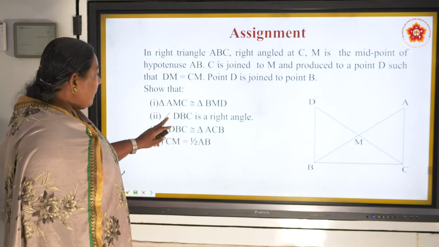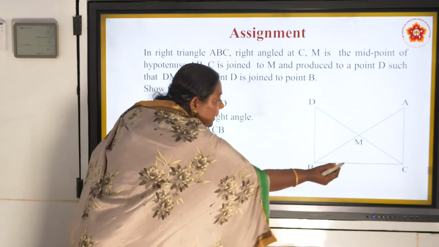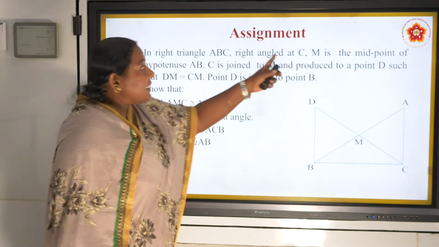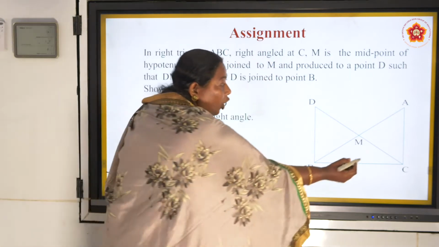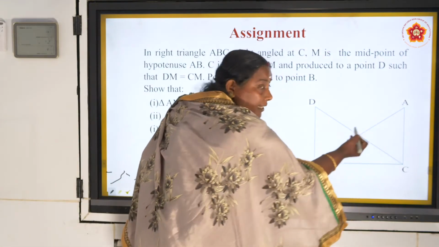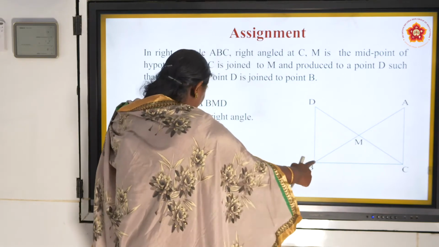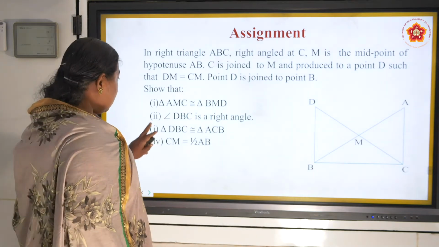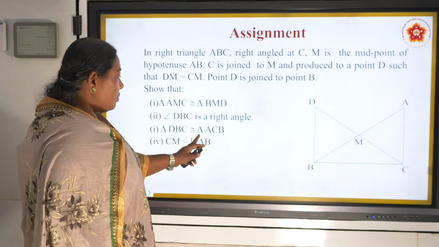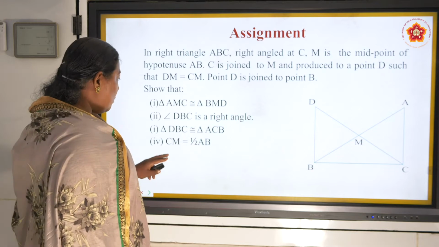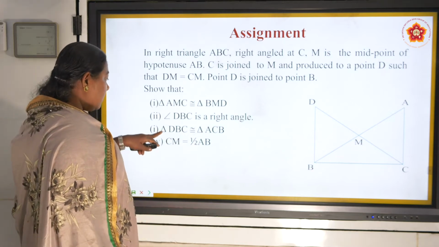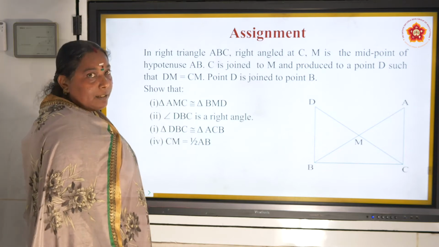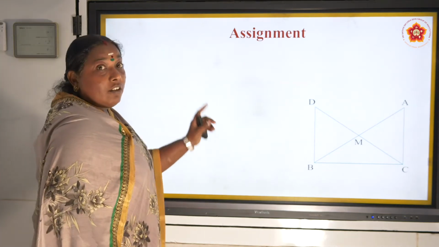Next, angle DBC is a right angle. Listen, they have already given that C is a right angle, that means C is 90 degrees. Now we have to prove B is also 90 degrees. Next, triangle DBC is congruent to triangle ACB. Next, on the basis of this, we are going to see that CM is equal to half of AB. Now let us see the first proof.